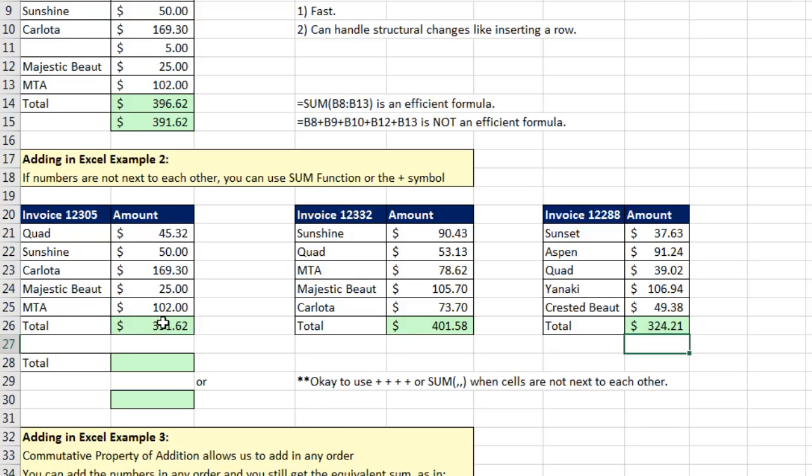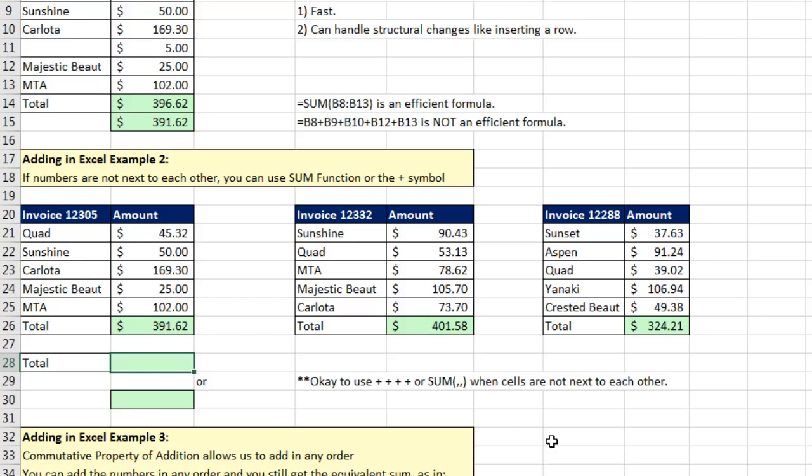Here's our situation. We need to add these 3 invoice totals. Well, this is a situation. The numbers are not directly next to each other. So it's OK to use either plus, plus, plus, or the sum function separating the ranges by commas.